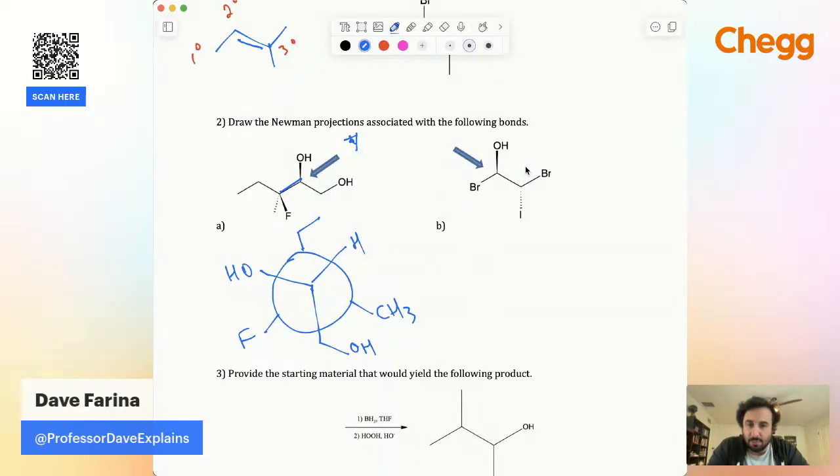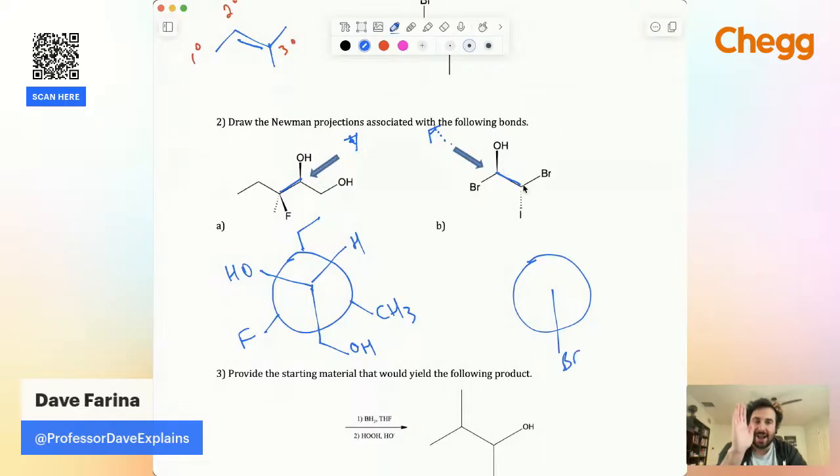Okay, let's do one more. We've got this one here. So we are sitting in the screen right there, looking down this bond right here. So what do we see? We are in the plane of the screen, and so we see the bromine straight down, also in the plane of the screen. So there is the bromine.